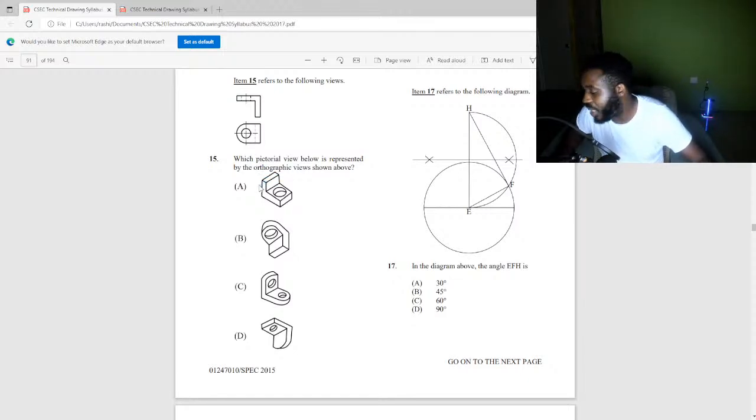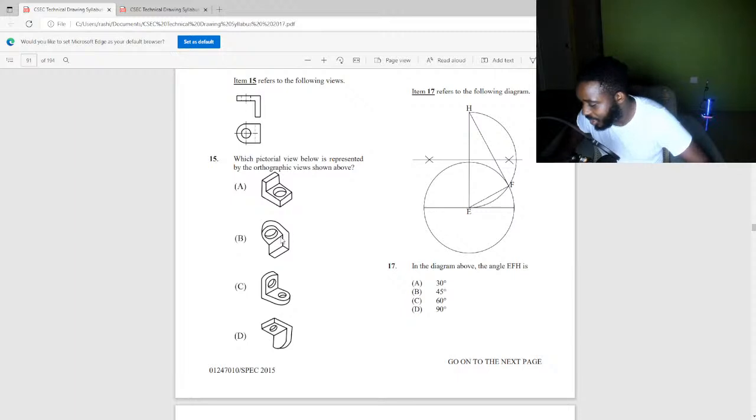All right, so A, it can't be A. The reason it can't be A is because this is a square or a rectangle, but this has a curve. So it can't be A, and it can't be C because C has two holes. So it has to be B. And the reason it has to be B is because this is the only one.